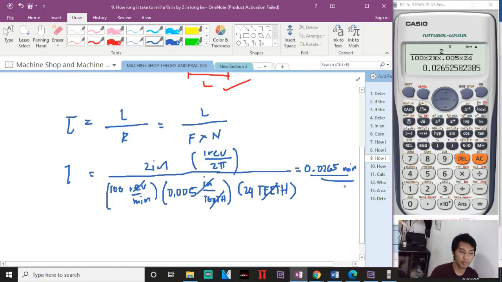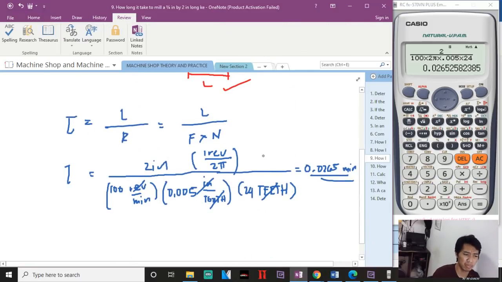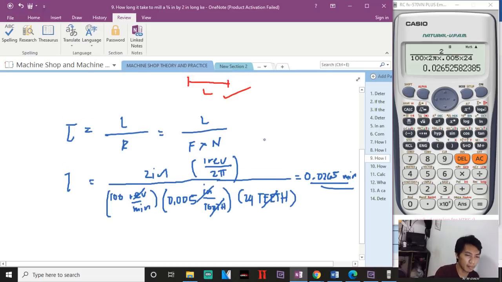Is that okay? Hello class, did you understand that? Don't use the width of your keyway. You will always use only the length of the keyway. Okay? Okay, sir. Yes, sir.